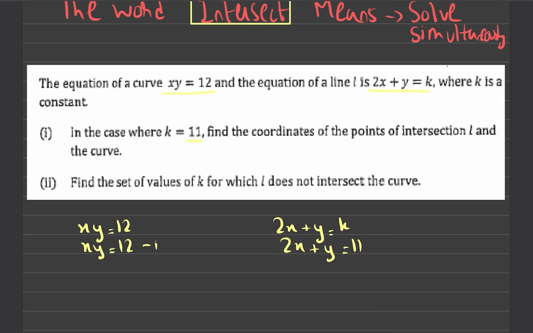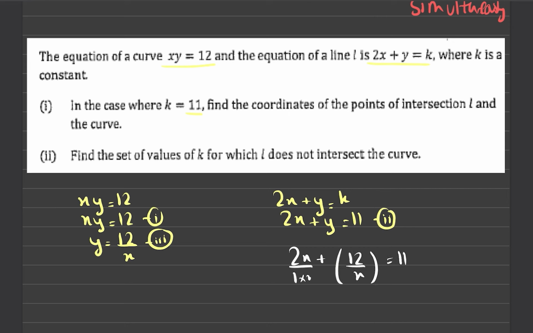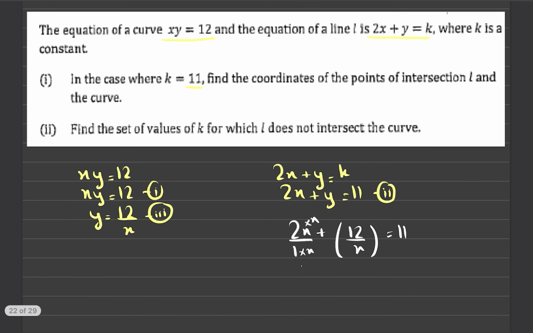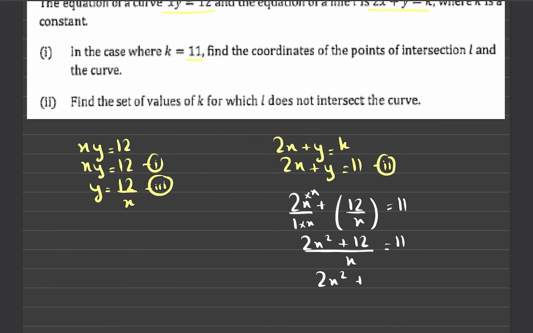So I'm given two equations now. Whenever two equations intersect, I need to solve them simultaneously. So let's make y the subject here. That's my third equation, made from the first one. I'm going to plug it into the second one. Now let's find the LCM, 2x into x. That makes 2x squared plus 12 upon x is equal to 11. That is 2x squared plus 12 is equal to 11x.